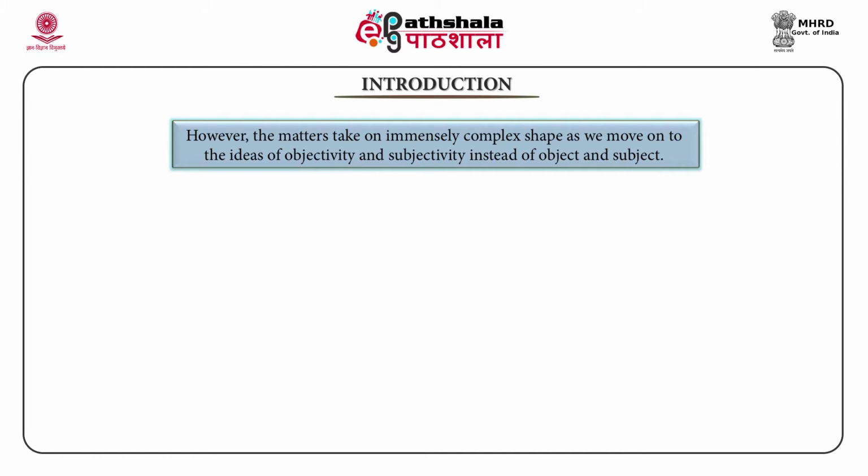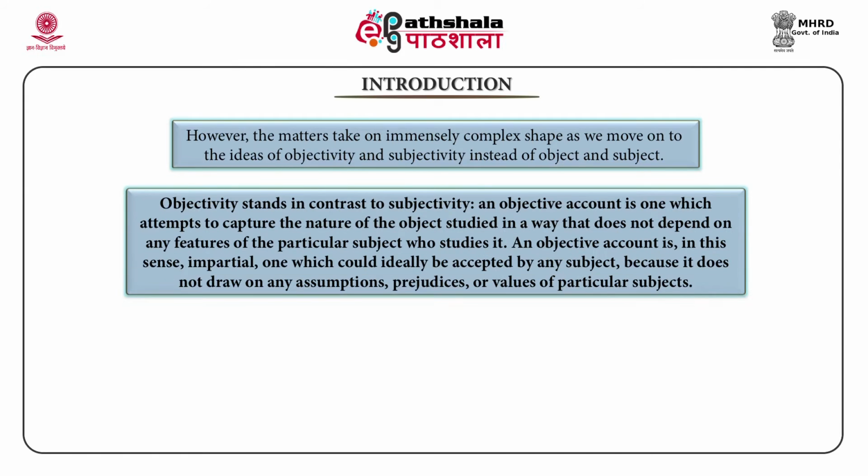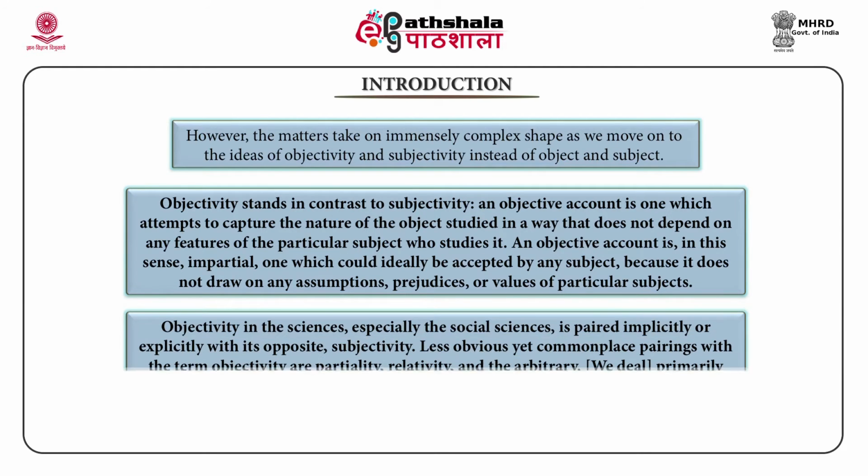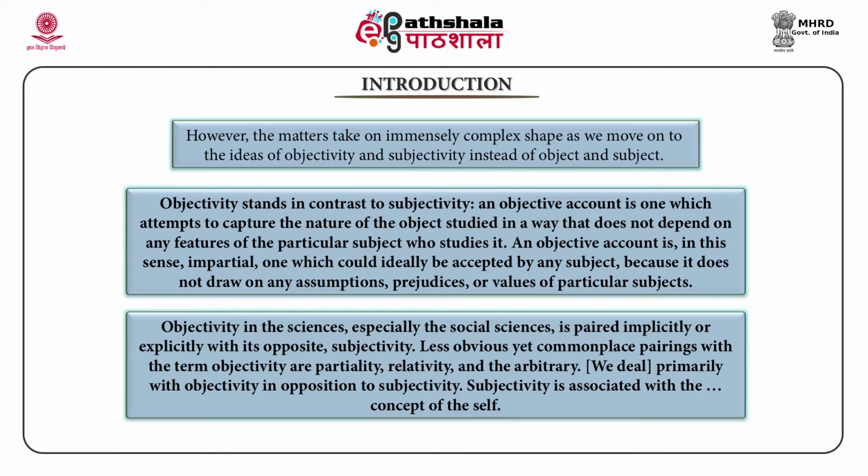However, the matters take on quite a complex shape as we move on to the ideas of objectivity and subjectivity instead of object and subject. As Gokroger writes in an entry on the history of objectivity in the Encyclopedia of the Social and Behavioral Sciences, objectivity stands in contrast to subjectivity. An objective account is one which attempts to capture the nature of the object studied in a way that does not depend on any features of the particular subject who studies it. An objective account is, in this sense, impartial, one which could ideally be accepted by any subject.